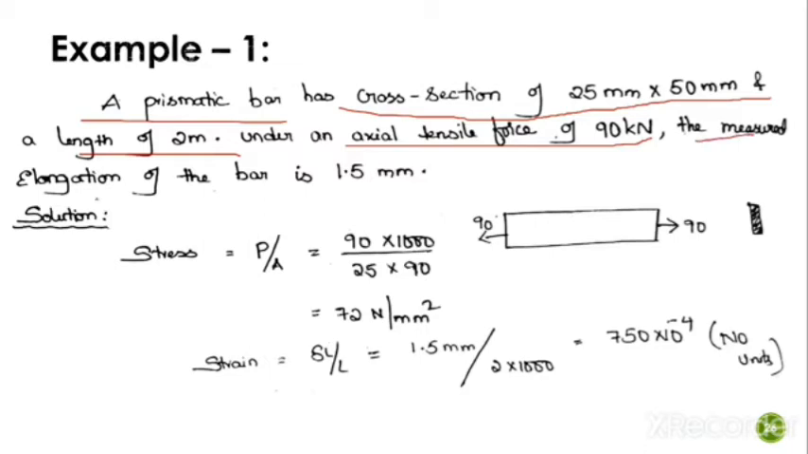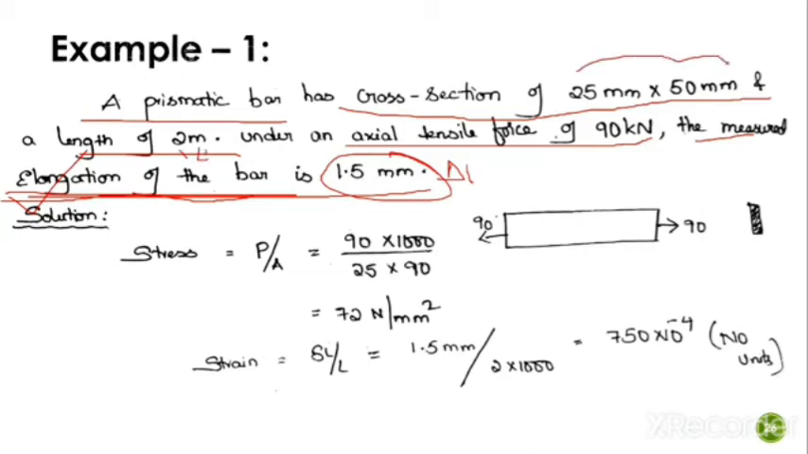The measured elongation of the bar is 1.5 mm. What do we mean by elongation of the bar? Elongation is nothing but deformation of the bar. We call an increase in length elongation and a decrease in length contraction. So this is our delta L, and this is our L. Multiply these two dimensions to get the cross-sectional area, and this is the axial force, so you can easily calculate the value of stress.